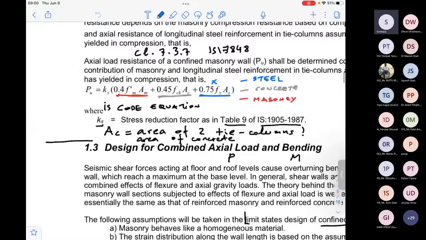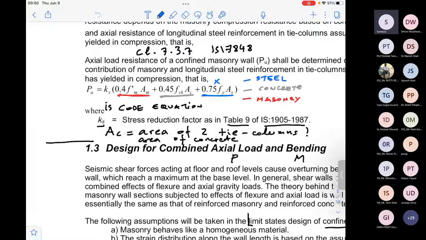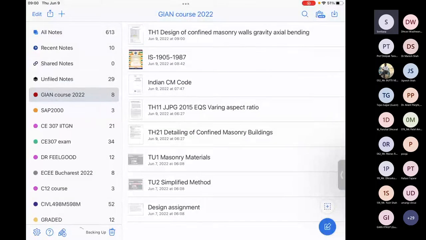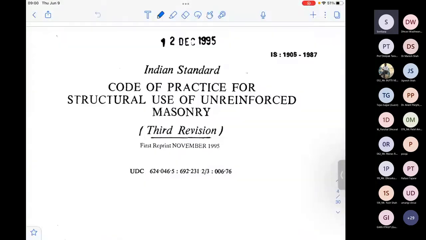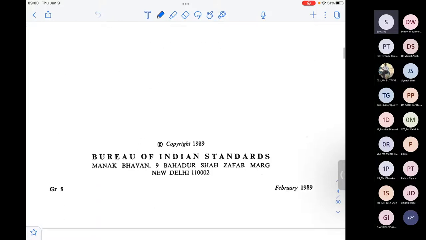That is the equation for axial load resistance, and there is this factor Ks, which I mentioned is the stress reduction factor in table 9 of IS 1905. So I assume that a number of you may not be familiar with IS 1905, so I would just like to point out a couple of things regarding that. If needed, we can share. I believe you have access to the code online.